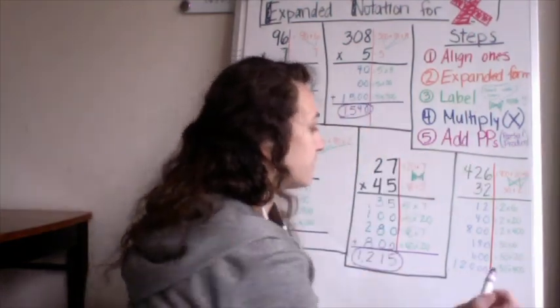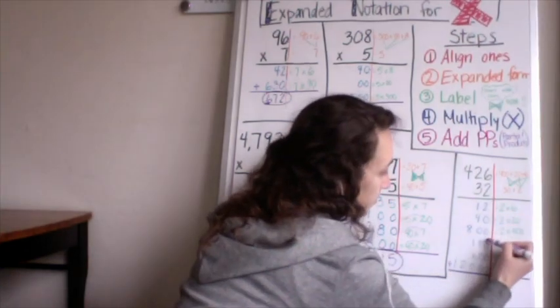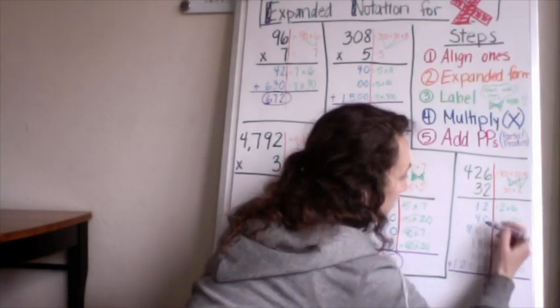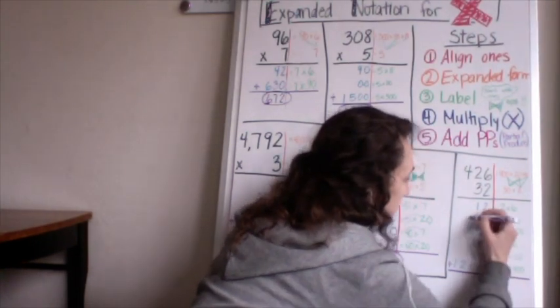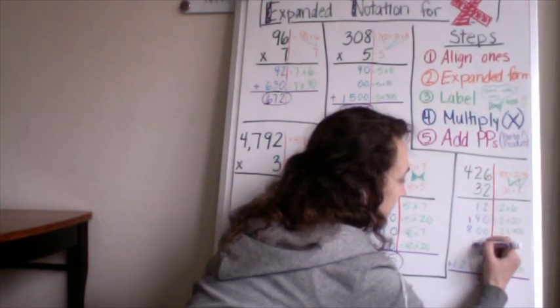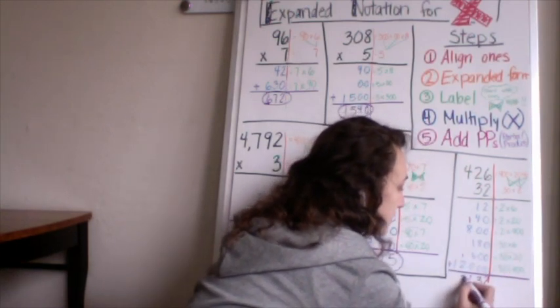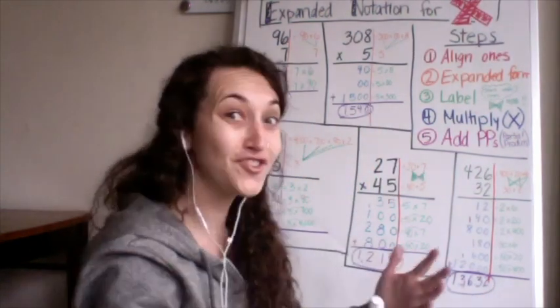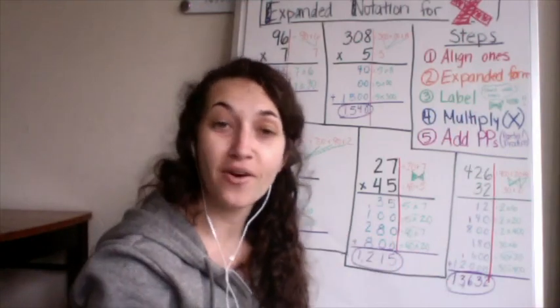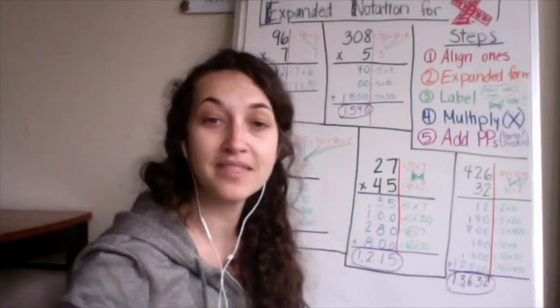And step number 5 is to add my PPs. 2 plus nothing is 2. 1 plus 4 is 5. 5 plus 8 is 13. 8 plus 1 is 9. 10 plus 6 is 16. 1 plus 2 is 3. And 1. So my answer is 13,632, just like the area model. Go ahead and pause this and work on your expanded notation problems.